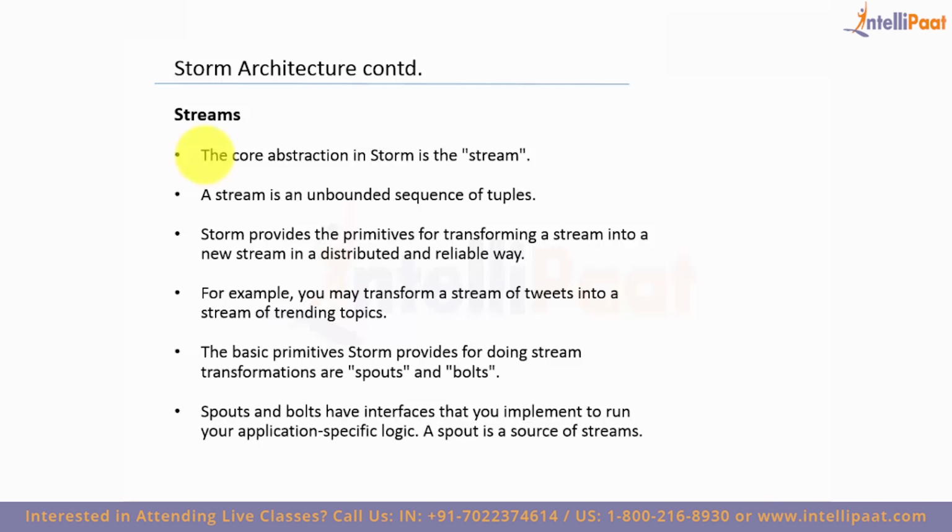Storm provides the primitives for transforming such a stream into a new stream in a distributed and reliable way. So we can have the data from a spout or a stream. We can feed it to a bolt, which is actually a processing logic. And if required, this bolt can feed another bolt for a further round of processing.